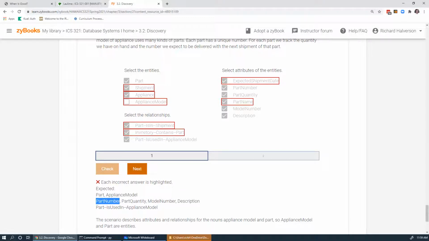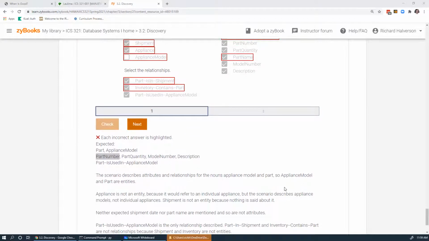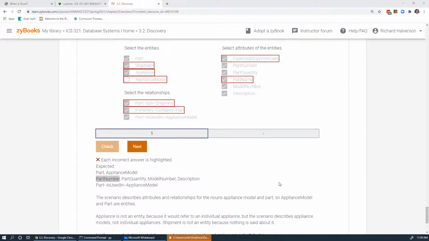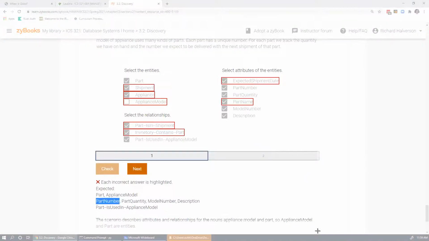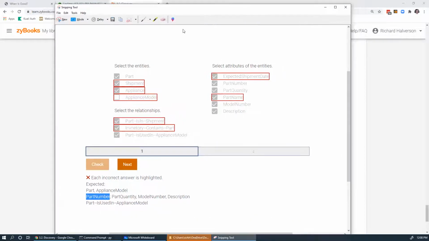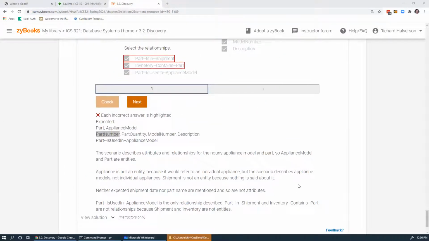I'm gonna take a screenshot of this. Okay, let's understand. First of all, let me take a screenshot of this. Okay, I've got that. Put that over here. Now let's see why we got what we got wrong.